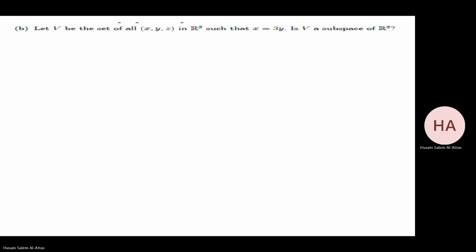Okay. I think it's a subspace. So what is V? If I want to rewrite it, it will be (x, y, z) such that x equals 3y. This is the set, I mean, the first component is equal to 3 times the second component. This is the collection of elements. Okay, I think it is a subspace.